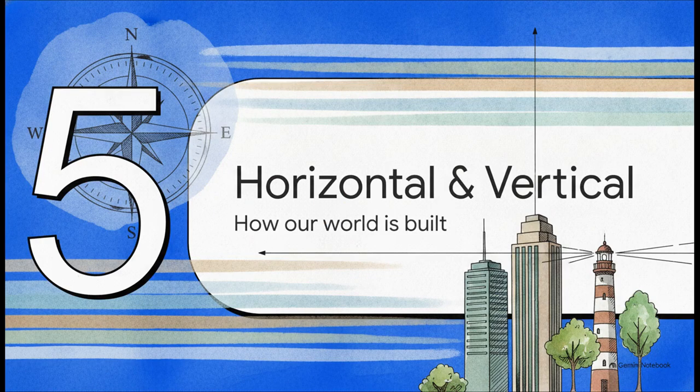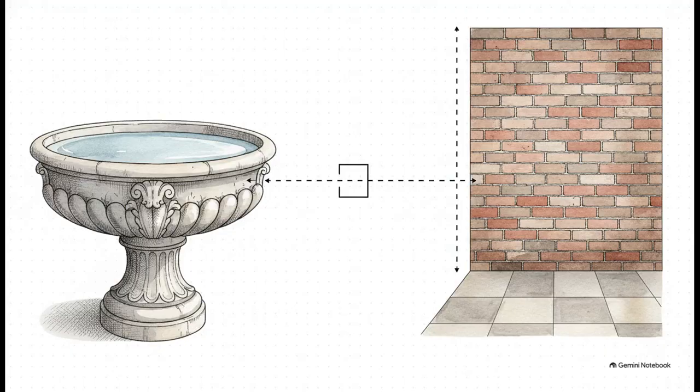Section 5. Horizontal and vertical. How our world is built. So, to accurately describe the location and physical structure of an object, we use 2 fundamental geometric concepts. First up, we have the horizontal plane. Think of the surface of water in a large basin when it is completely still. It's perfectly flat, right? Not inclined in any direction whatsoever.